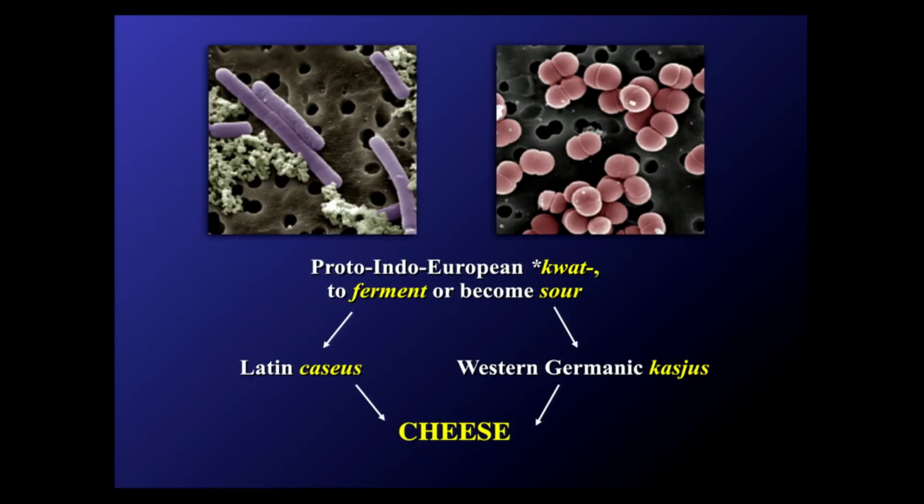This is the Proto-Indo-European root of the word, which is quat, which means to ferment or become sour. And from that, we get the Latin caesius and the Western German caseus, from which we get the word cheese. So what you have to think of is liquid milk is becoming solid, and it's also, through an action of fermentation, becoming a fermented food that is portable and delicious.